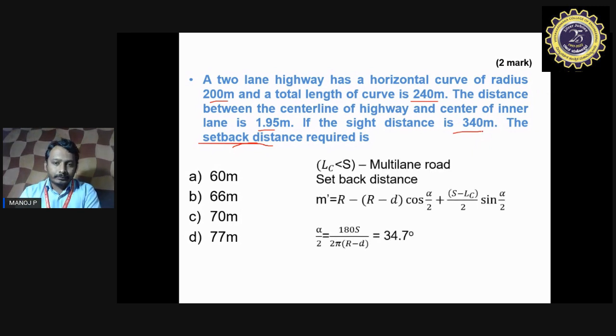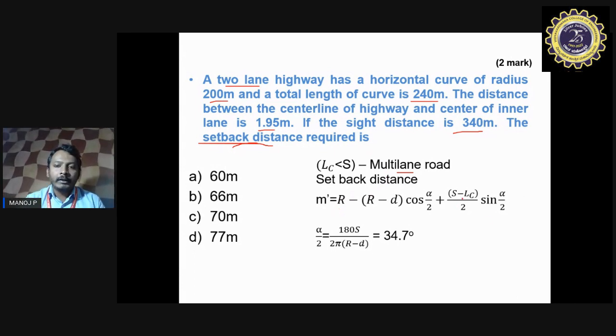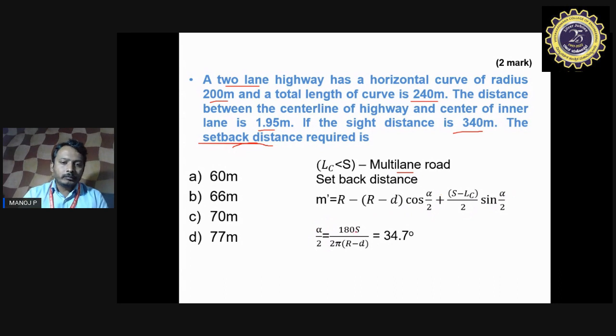Since it is a multi-lane road, because it is not a single lane road, two lane means multi-lane road. You are supposed to use this equation: M dash is equal to R minus D cos alpha by 2 plus S minus LC divided by 2 sin alpha by 2. Alpha by 2 is equal to 180 S divided by 2 pi times R minus D, which, expressed in terms of degrees, is 34.7 degrees.